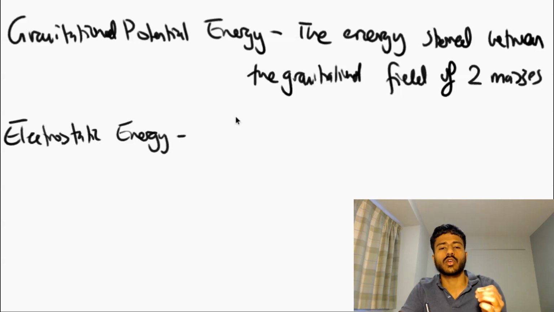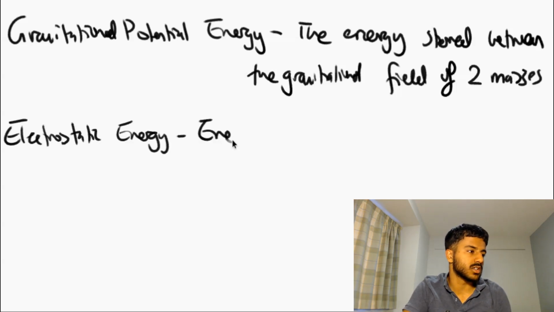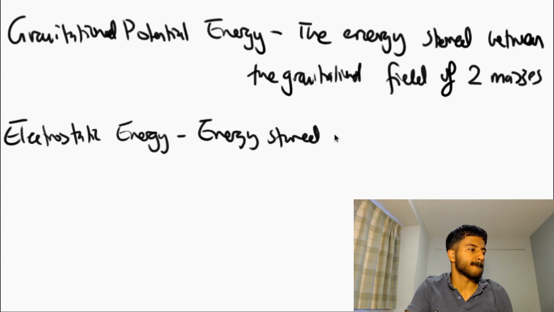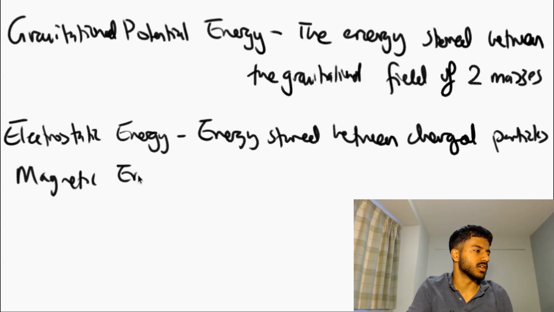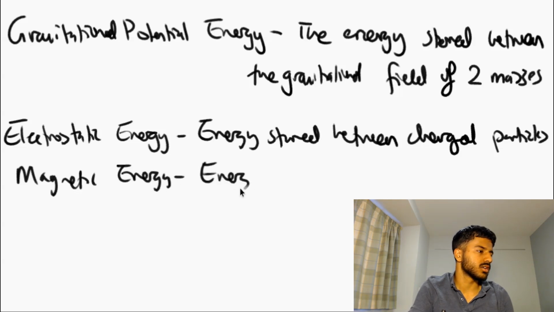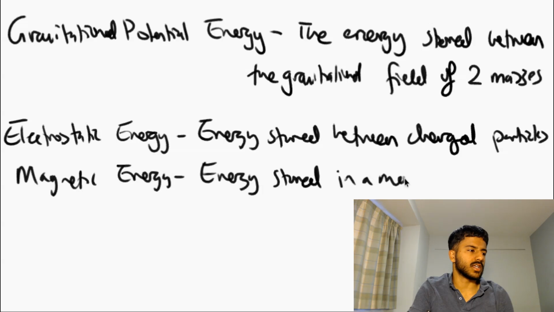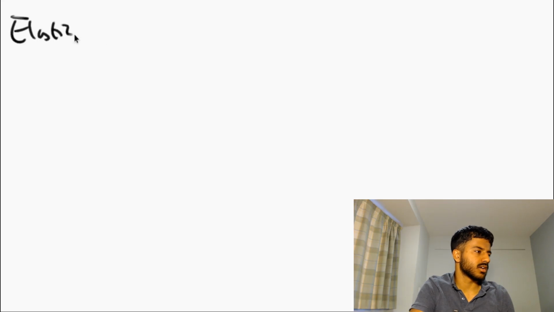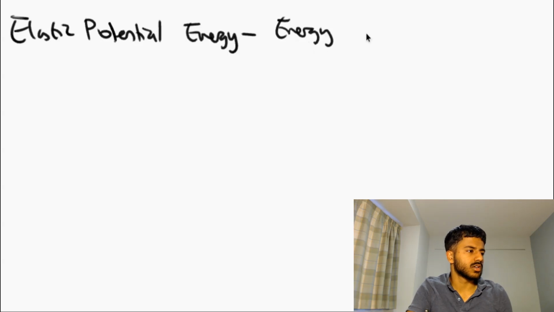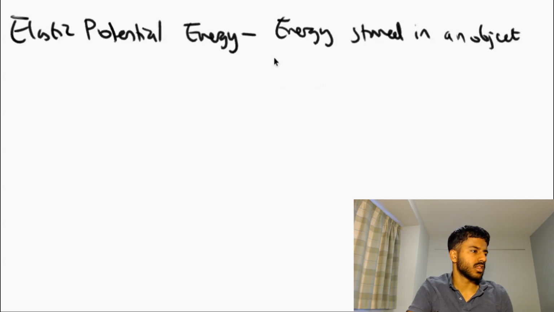And in most situations, you're going to be looking at the gravitational field stored between a mass and the Earth. There's something called electrostatic energy, which is the energy stored between charged particles. There's also something called magnetic energy, which is the energy stored in a magnetic field. And finally, there is something called the elastic potential energy, which is energy stored in an object that has been deformed.